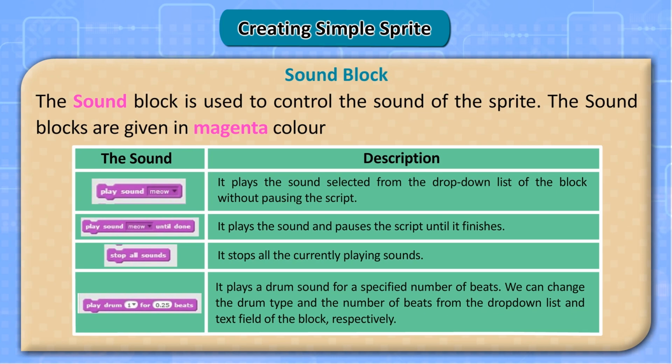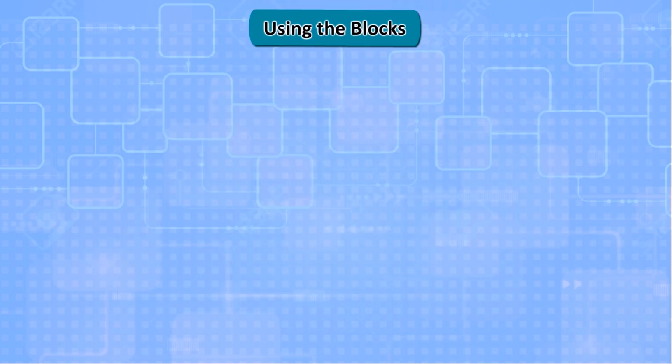Sound block. The sound block is used to control the sound of the sprite. The sound blocks are given in magenta color. Sound block. Description. It plays the sound selected from the drop-down list of the block, without pausing the script. It plays the sound and pauses the script until it finishes. It stops all the currently playing sounds. It plays a drum sound for a specified number of beats. We can change the drum type and the number of beats from the drop-down list and text field of the block, respectively.